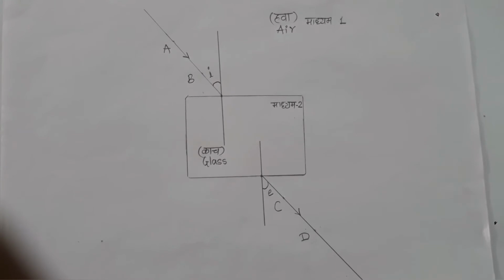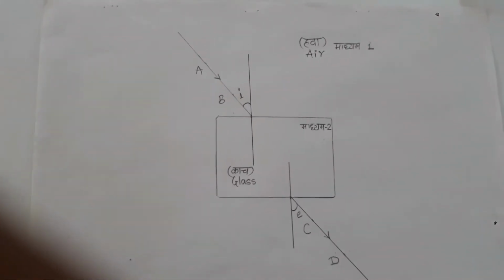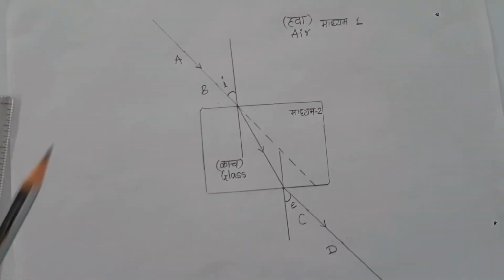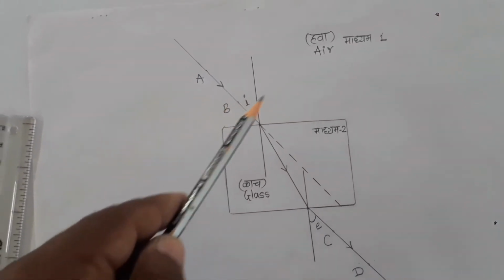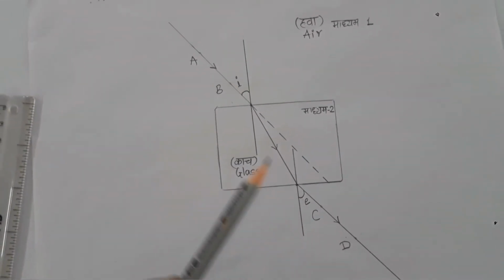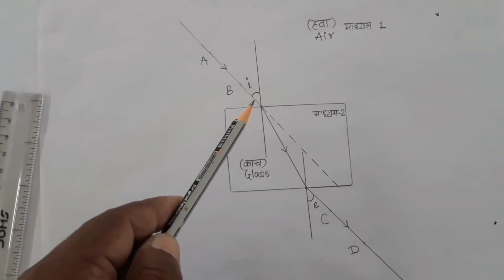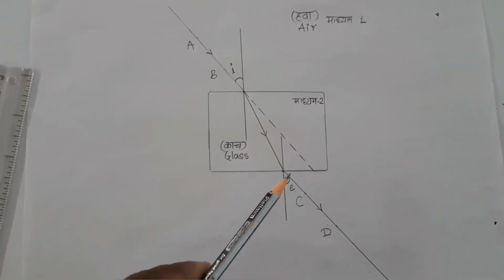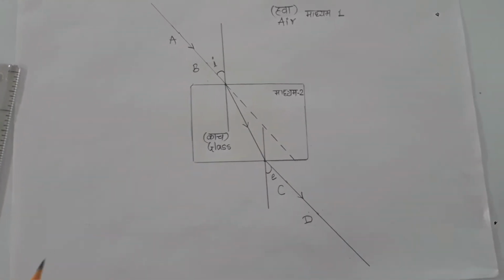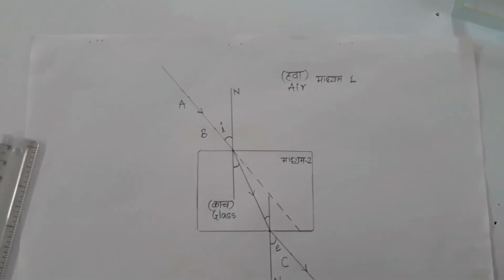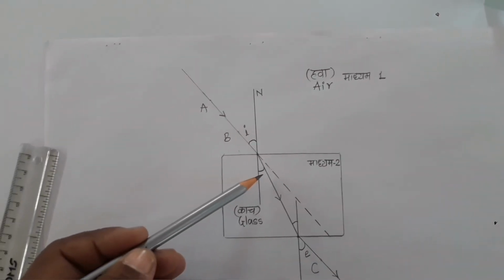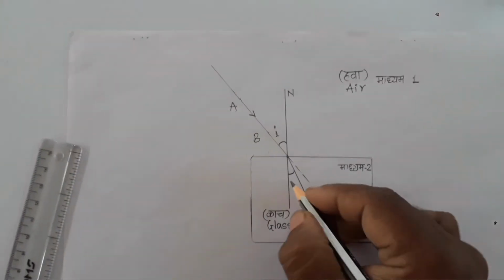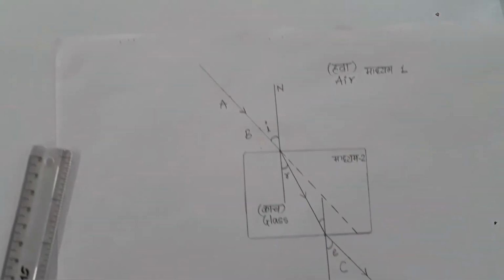Now we will join points M and N on the glass surface. See, outside the glass surface there was an air medium. When light entered from air to glass medium, it changed its path. It has bent towards the normal. The ray which has bent towards the normal has made an angle with the normal. That angle is called the angle of refraction.